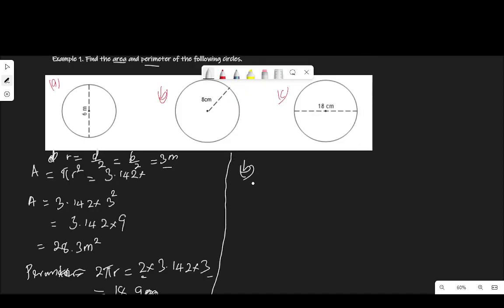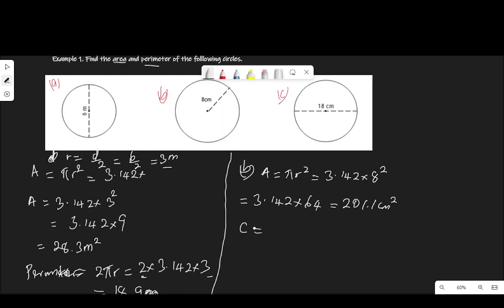the radius of B is 8 centimeters. So area A, which is pi r square, will be 3.142 times 8 square. 8 square is 8 times 8, which is 64. So I'll have 3.142 times 64. 64 times 3.142 gives us 201.1 approximately centimeter square. Then for the perimeter is circumference.